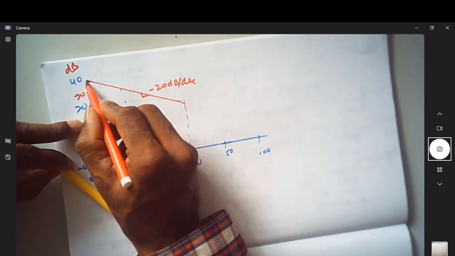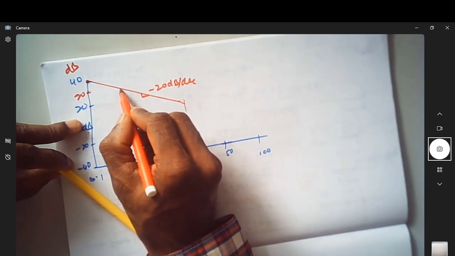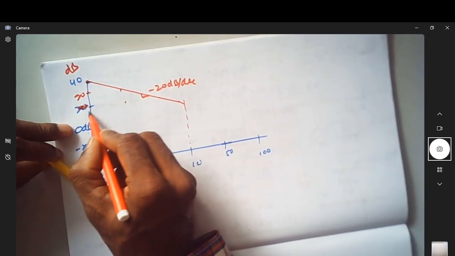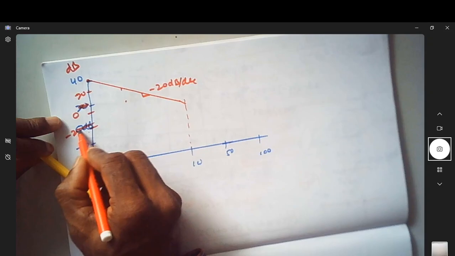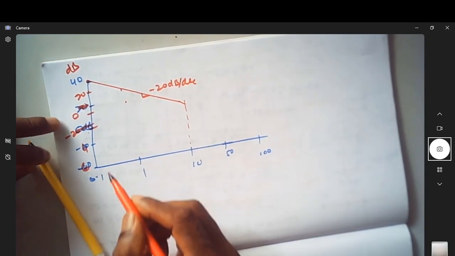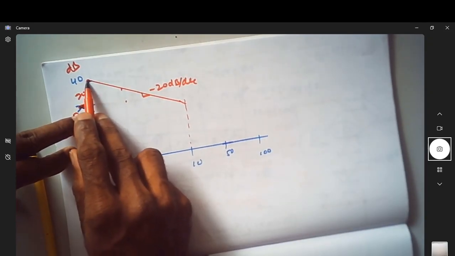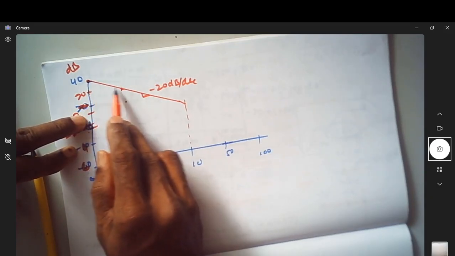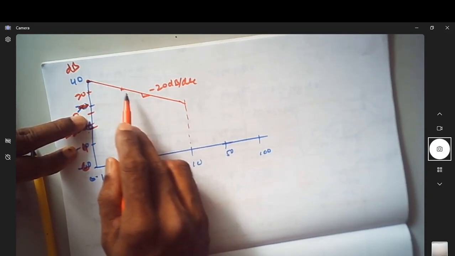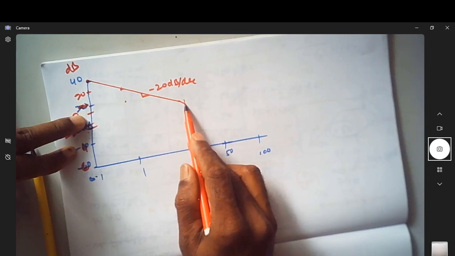So what did I do? Came down by 20 dB, gone by 1 decade. So let us just take this as 20, this as 0, this as minus 20, minus 40, minus 60. So I came down by 20 dB, gone by 1 decade. This is my reference point. Join this line. This is 20 dB per decade till up to 10 radian per second.